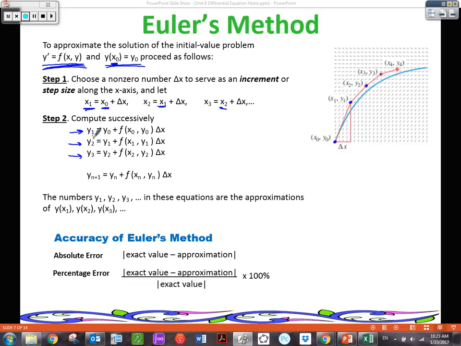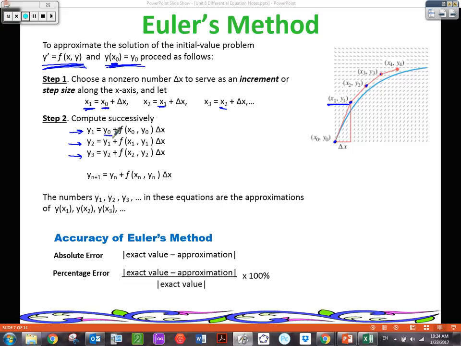So for y1, or for this next point right here, what we would do is we use the previous point. That's the thing to keep in your mind. We use the previous point every single time. So the previous point to y1 would be x naught, y naught. That's the point that we're going to use in our formula.